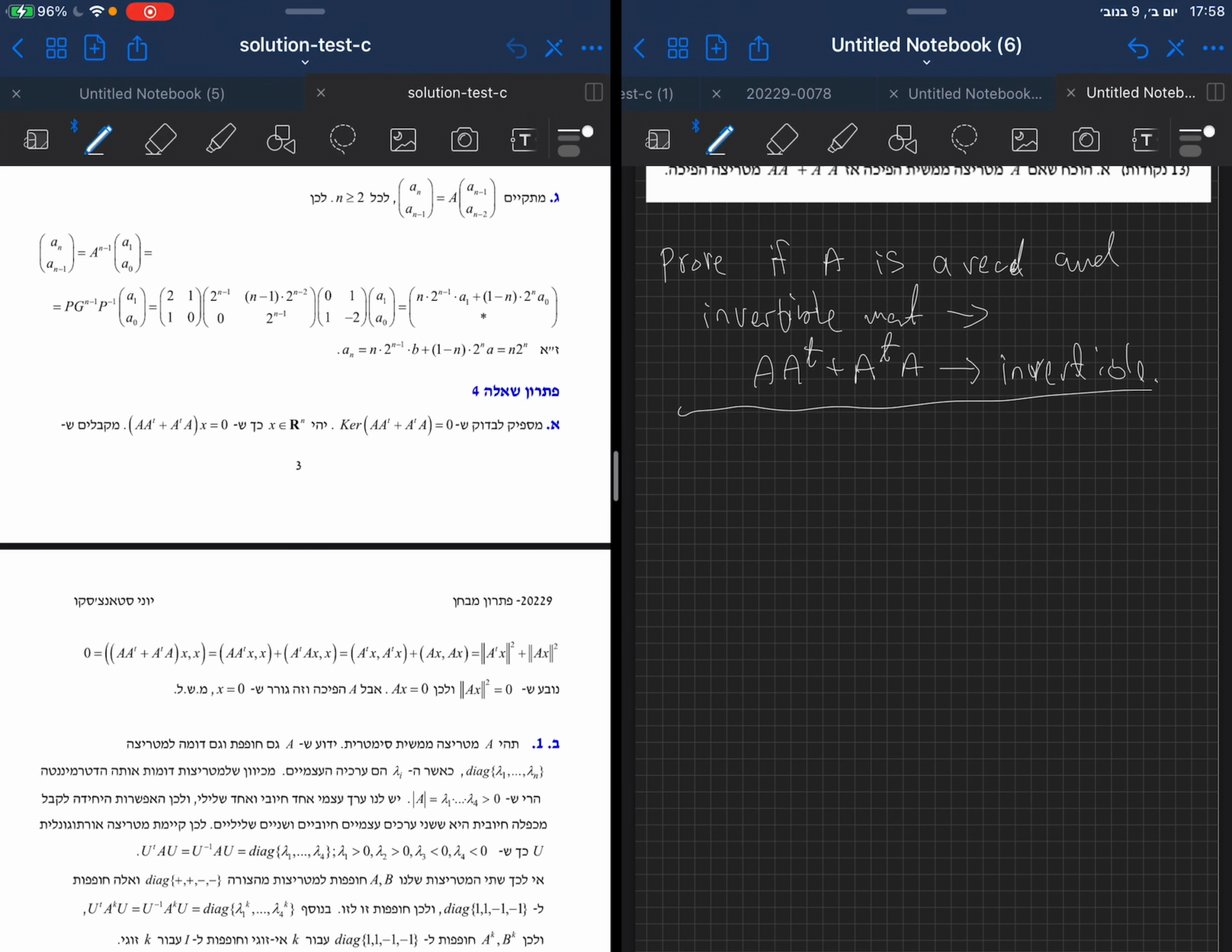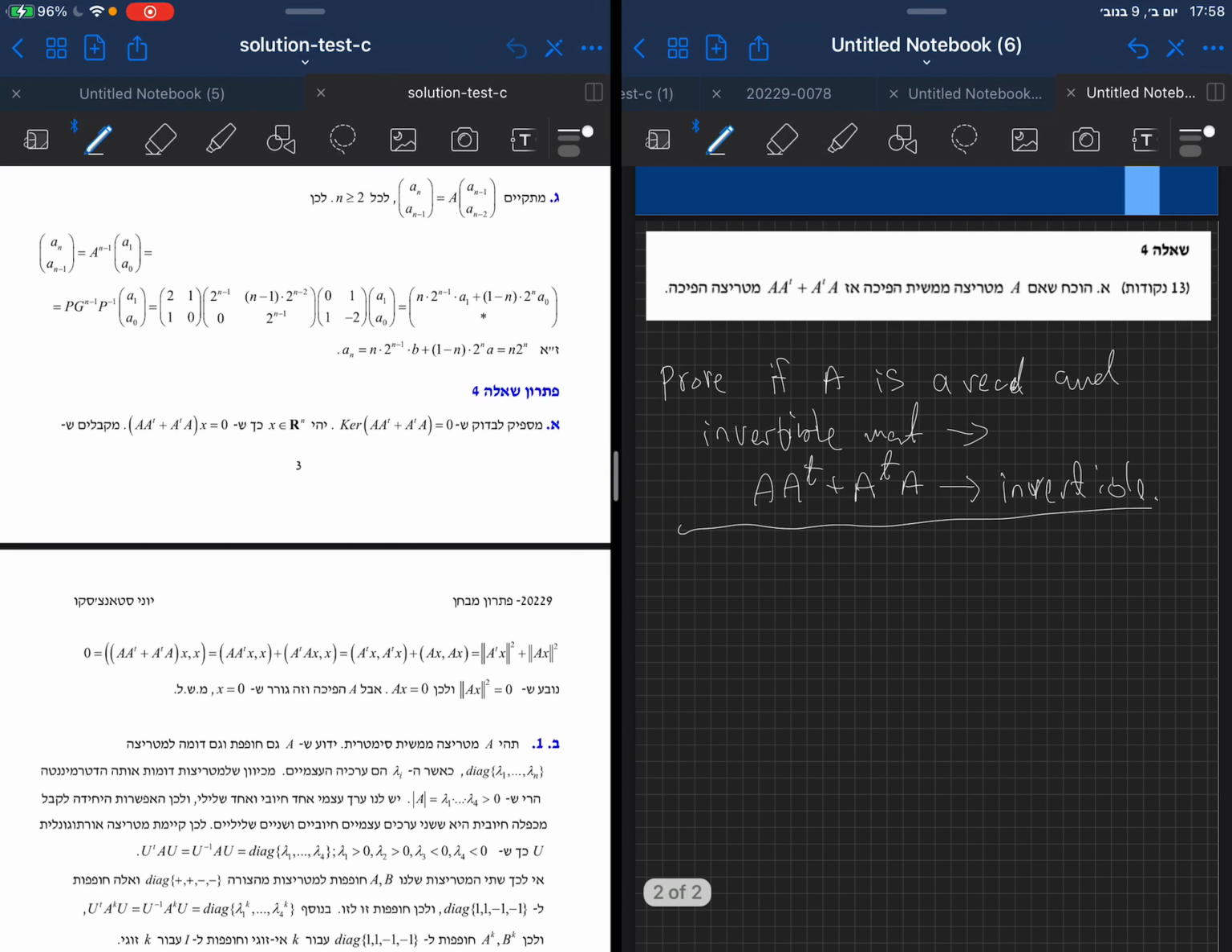Okay, so how will we do this? We will start by showing that the kernel of A transpose plus A transpose A equals 0. And how can it help us?